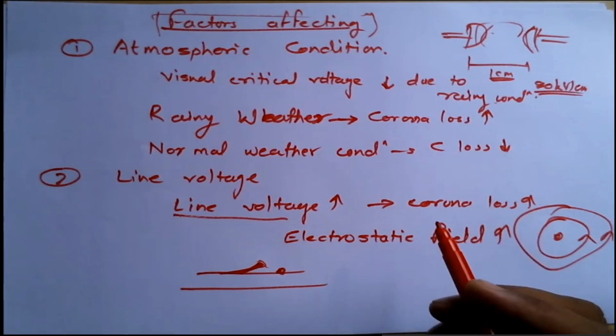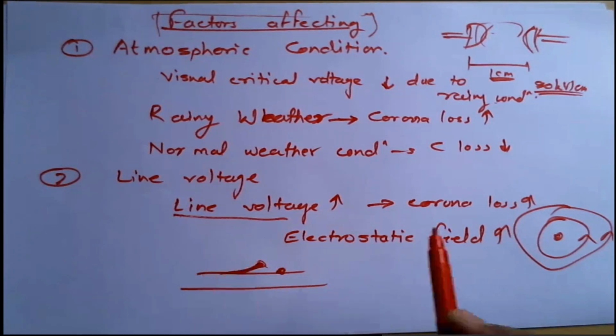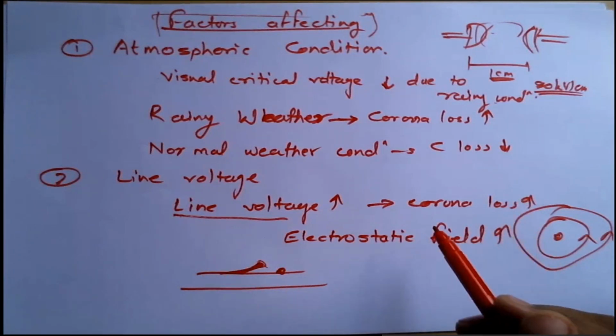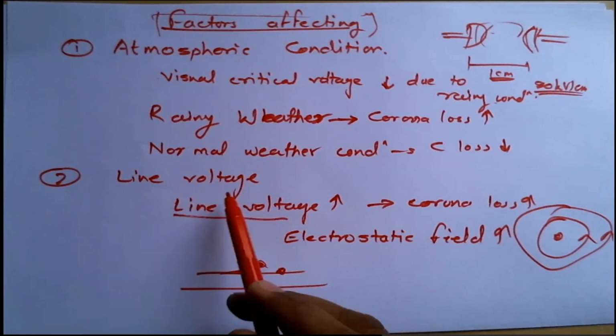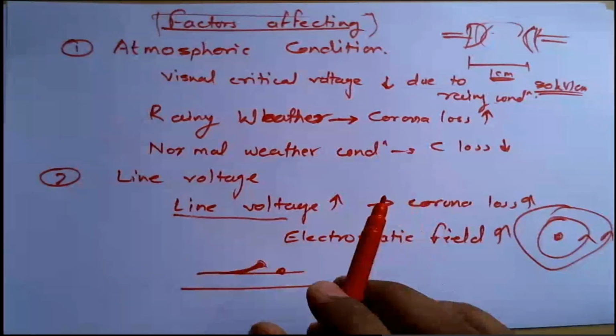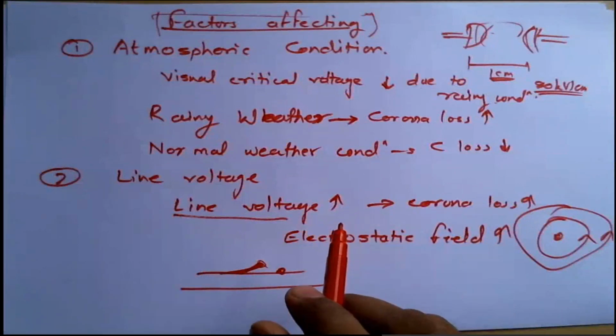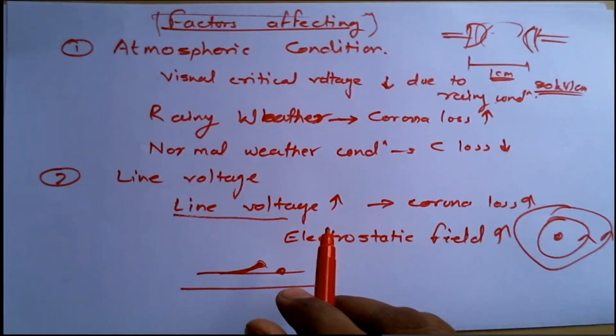But to reduce the losses of transmission, we are going for higher voltages, right? And whenever we go for higher voltages, to reduce only corona loss, we can't decrease the line voltage. It is mandatory. But generally, corona occurs at voltages of about 250 kV.